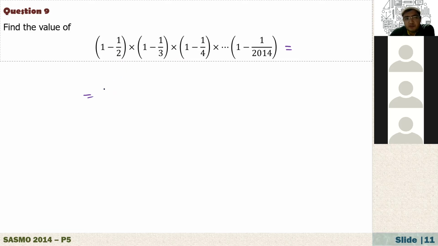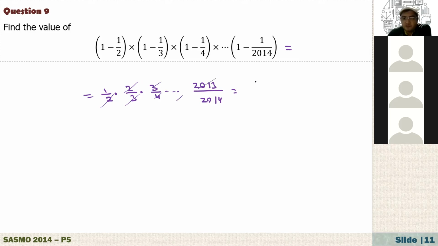1 minus 1 over 2, that's equal to 1 over 2. And 1 minus 1 over 3, 3 minus 1, it is 2 over 3. And next one is 4 minus 1, 3 over 4, dot, dot. And this one is 2013 over 2014. Now, if you look at the pattern, these numbers are the same. We can cancel them out. And also 3, right? If you just continue, also this number cancels with this number.